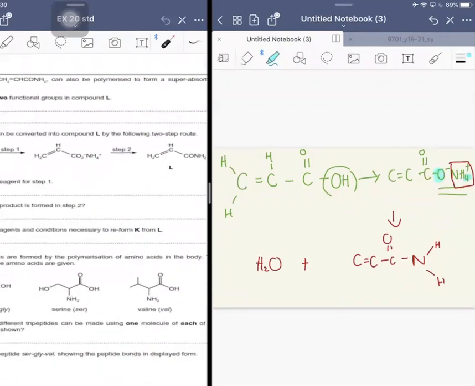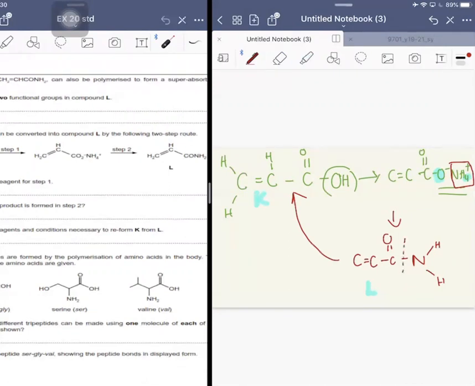State the reagents and conditions necessary to reform K from L. So according to my drawing, this is L, and then this is K. So I have to think of how do I get from L to K. It looks like I'm reforming the starting materials, which is carboxylic acid. So that means my bond has to be broken at the C single bond N, and this means hydrolysis of amides.